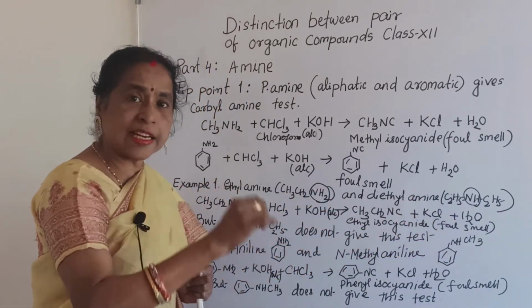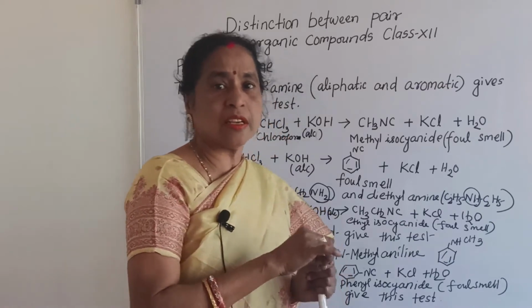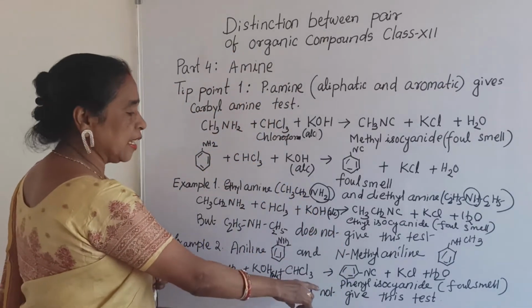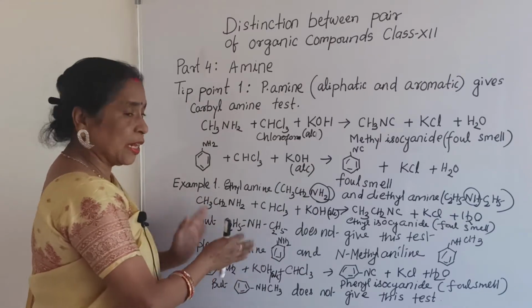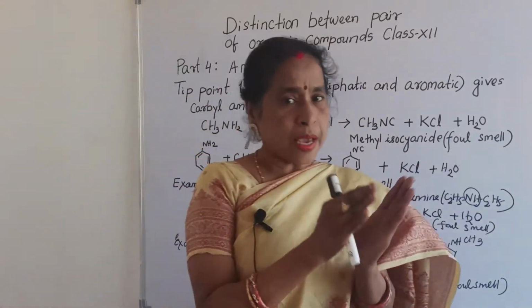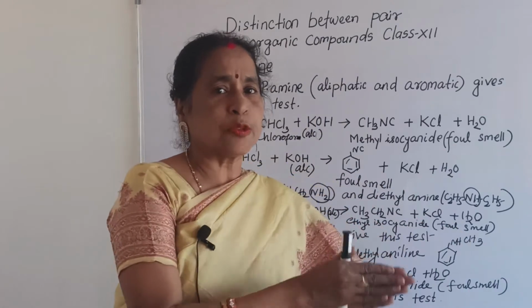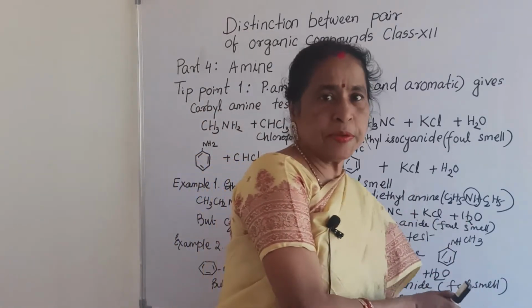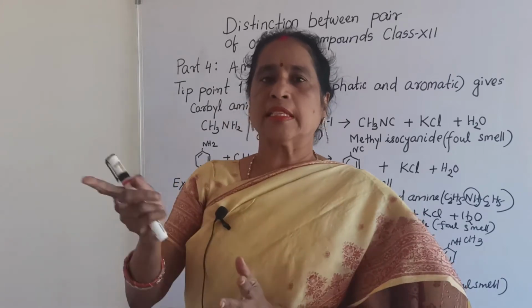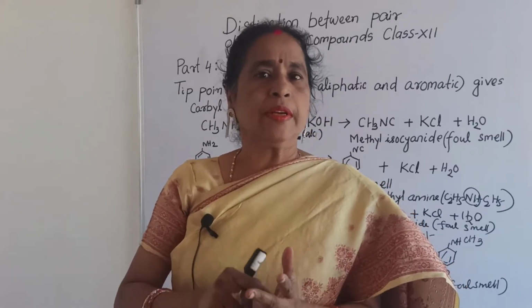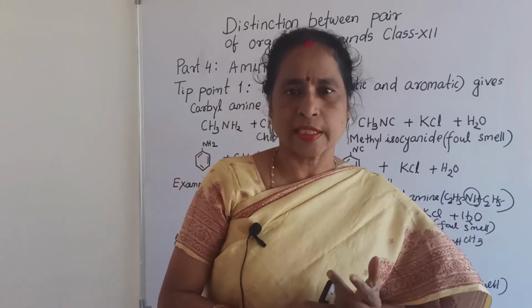N-methylaniline, that is a secondary one. So you should mention this does not give this test. Why? Because when it distinguishes between a pair of organic compounds, one is giving a positive test and the other should not give it. That is why you should mention the second one does not give this particular test.